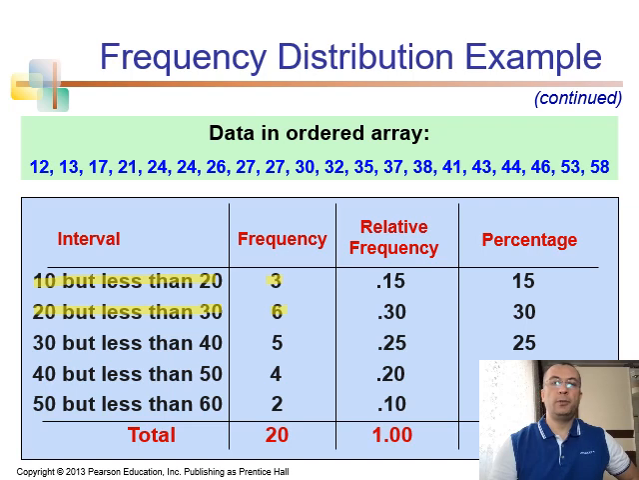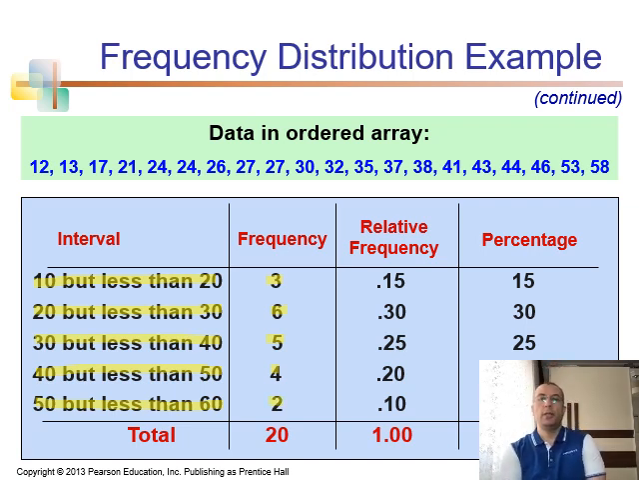How many numbers are between 30 up to 40? Now 30 is included, but 40 is not included. 1, 2, 3, 4, 5. From 30 to 40 we have 5. From 40 to 50 we have 1, 2, 3, 4. 40 to 50 we have 4, and 50 to 60 we have only 2. So this is a nice example of how to draw a frequency table.